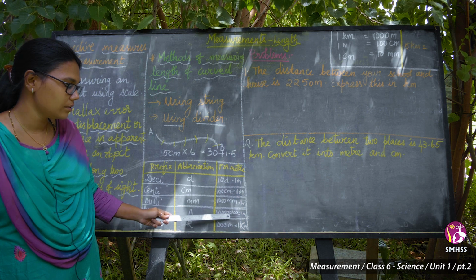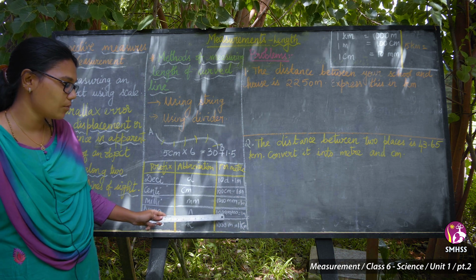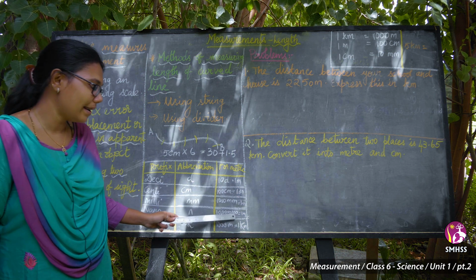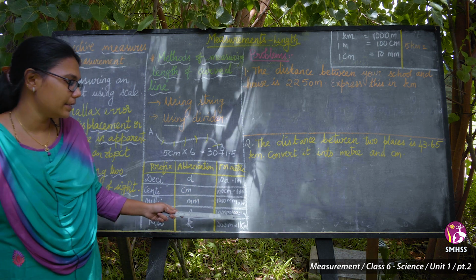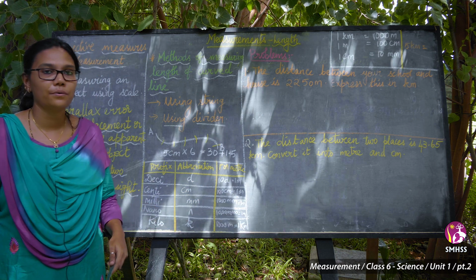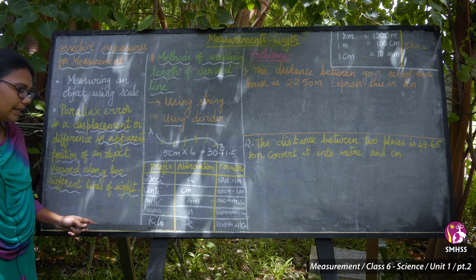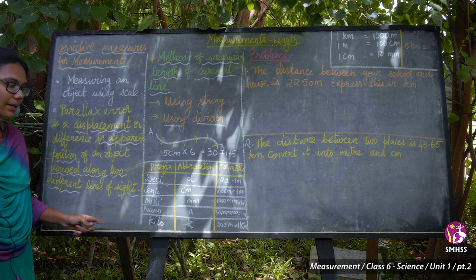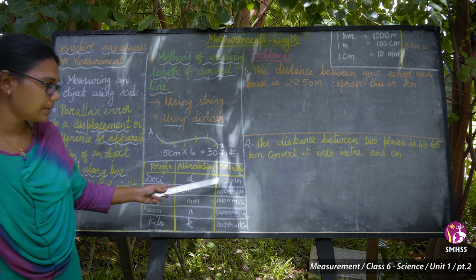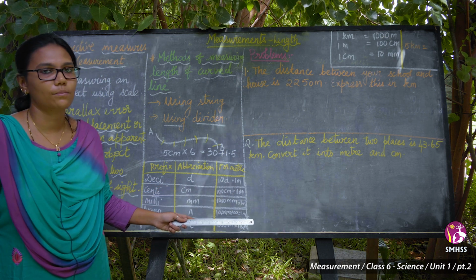100, 1000, then 10,000, 1 lakh. Okay, 1 lakh centimeter is equal to 1 meter. Then you have a kilometer. Kilometer, you know, the bigger mass of the meter. 1000 meter is equal to 1 kilometer.